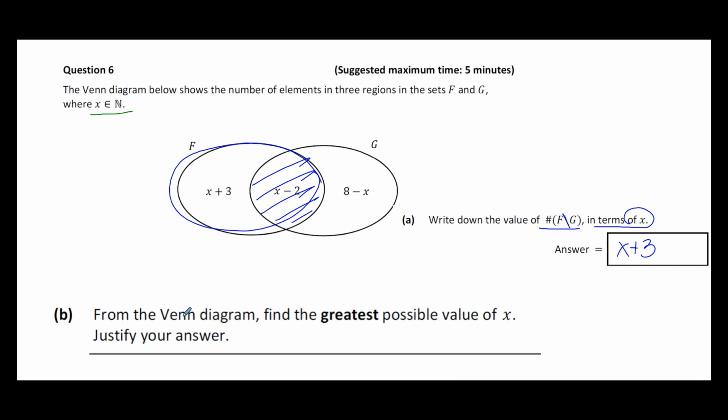Part B. From the Venn diagram, find the greatest possible value of X and justify your answer. Okay. So what do I know about X? I have different expressions, including X. What I am told about X is that it belongs to N, so again, it is a whole positive number. So if I'm considering the first situation, a whole positive number plus 3: 7 plus 3, 10 plus 3, 1 plus 3, 127 plus 3, all of them work, isn't it?